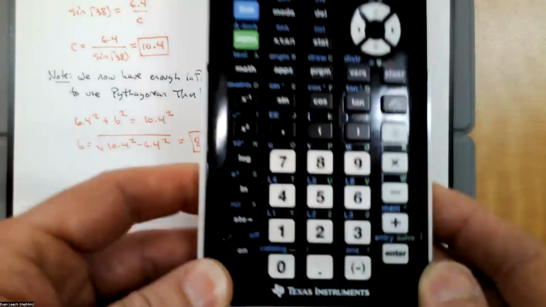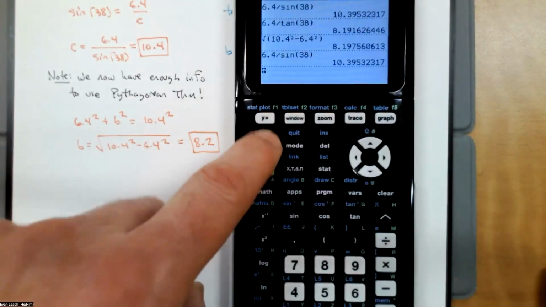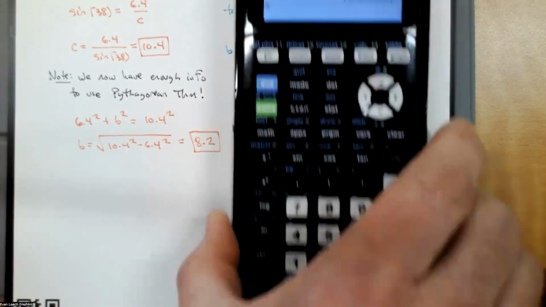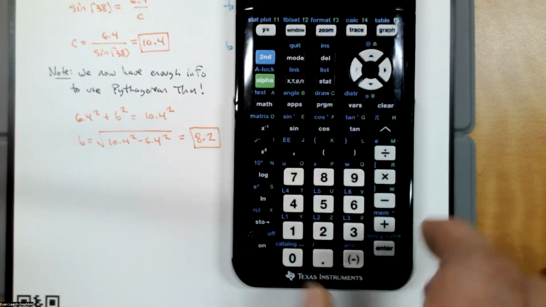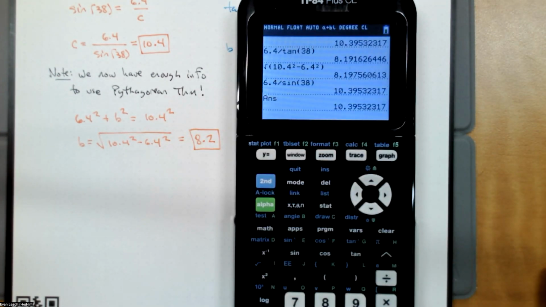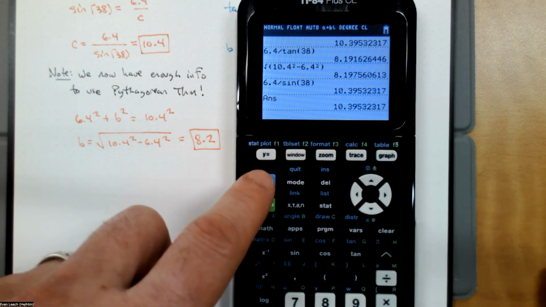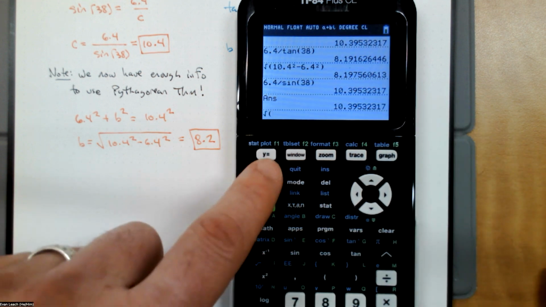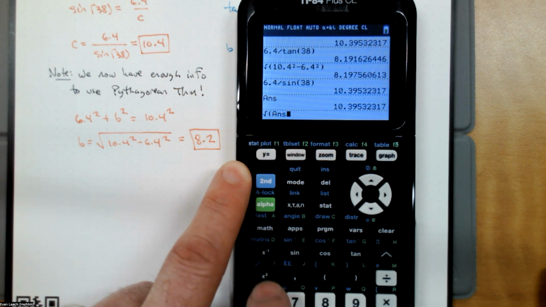It's not going to come into focus. But if you press second and then the negative key, that brings up ANS, which is currently a 10.39532,317 button. So now if I want to use Pythagorean theorem, I want to use all these digits, but I don't want to type all those digits. I'll do the square root of 10.4 squared minus 6.4 squared.